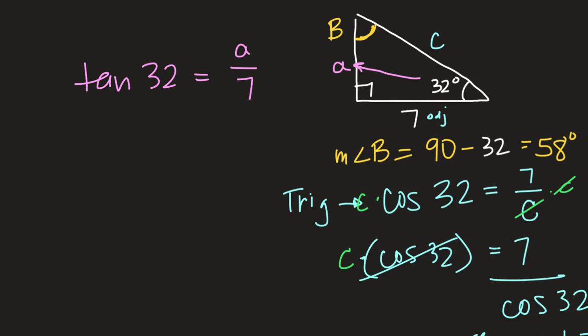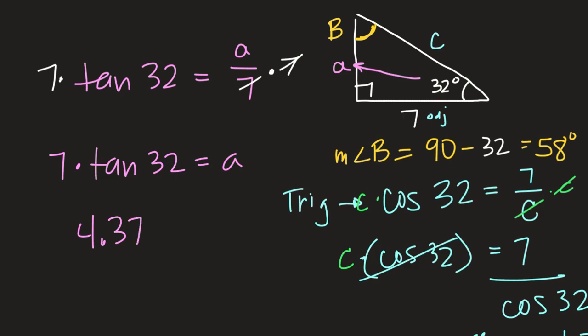So how do I solve this one? I need to, once again, multiply by my denominator to get it away. So here, I'm basically done. I just have to type this into my calculator, 7 times the tangent of 32, and that will give me the value for A. 4.3741.